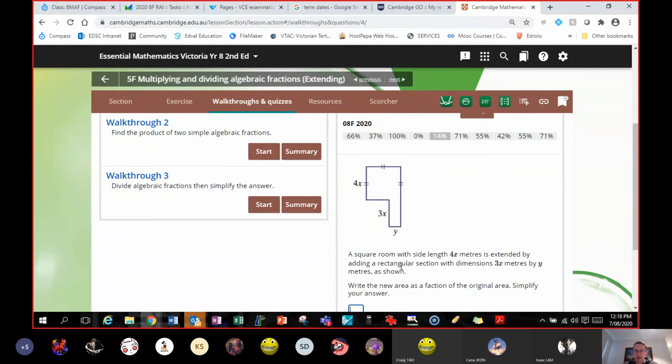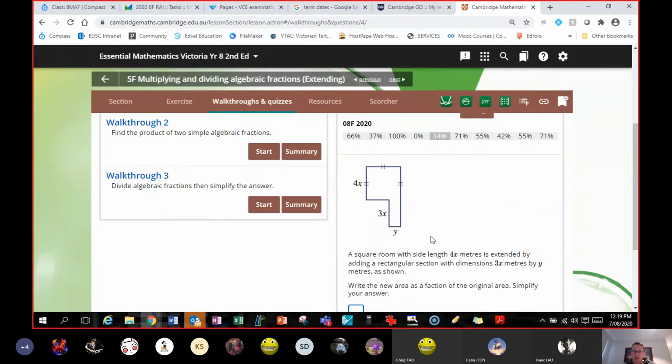So looking at this one: a square room with side lengths of 4x meters is extended by adding a rectangular section with dimensions 3x by y, as shown. Write the new area as a fraction of the original area. Oof. So the new area, okay? So we're talking about the total new area. This is where it gets a bit tricky, adding a rectangular section. Yeah, okay. Simplify your answer.